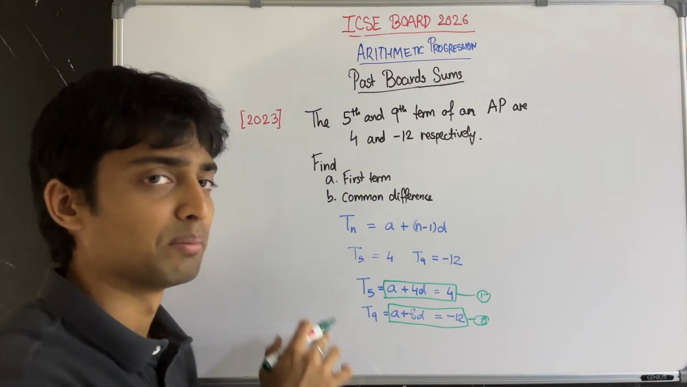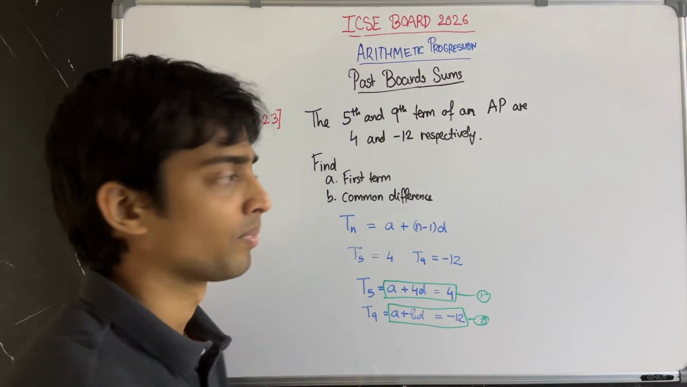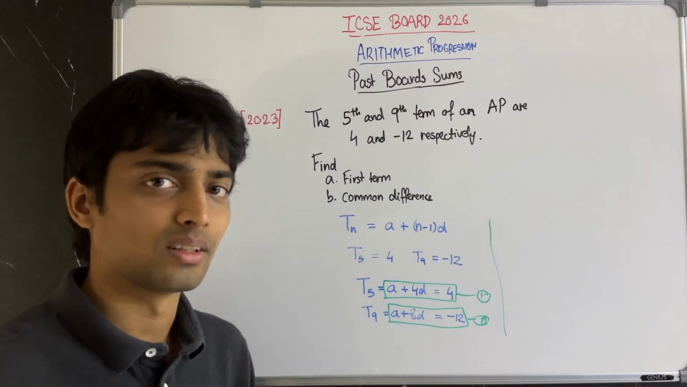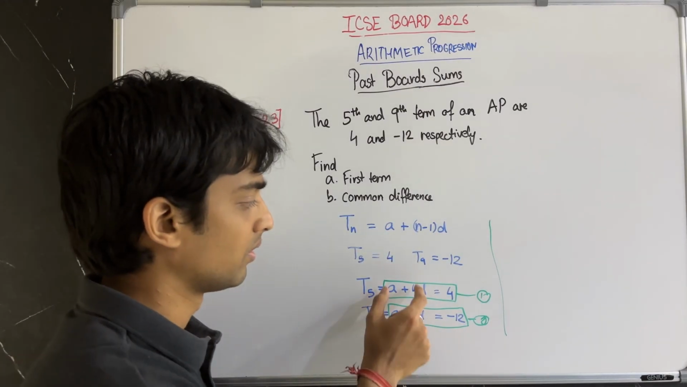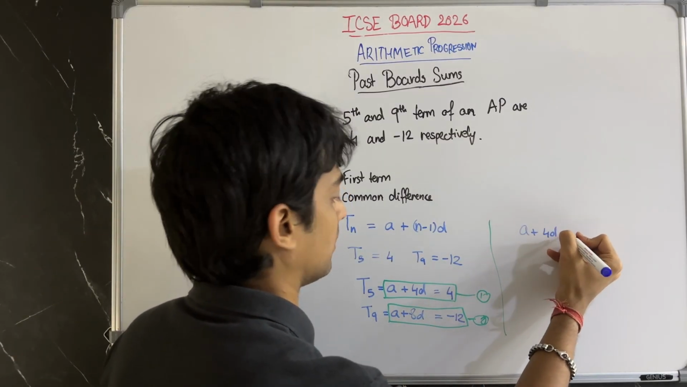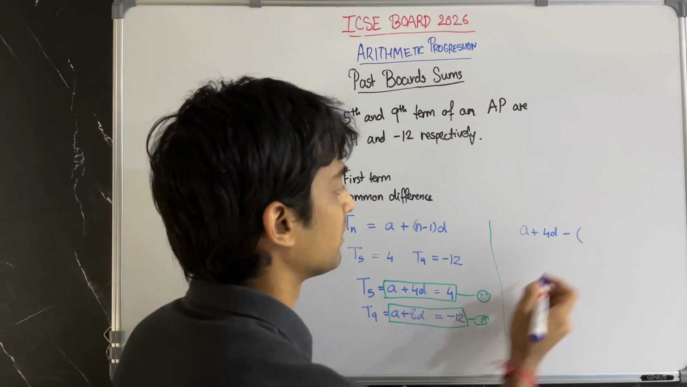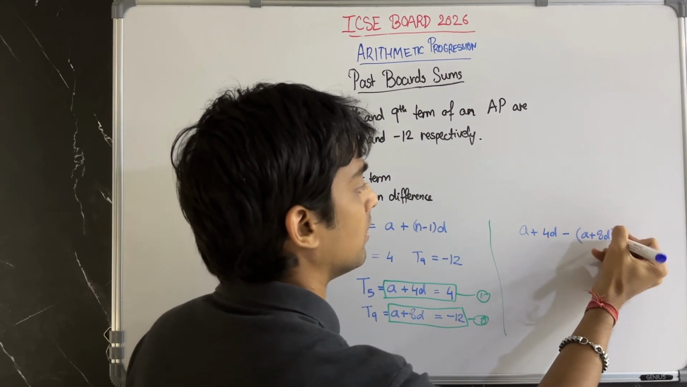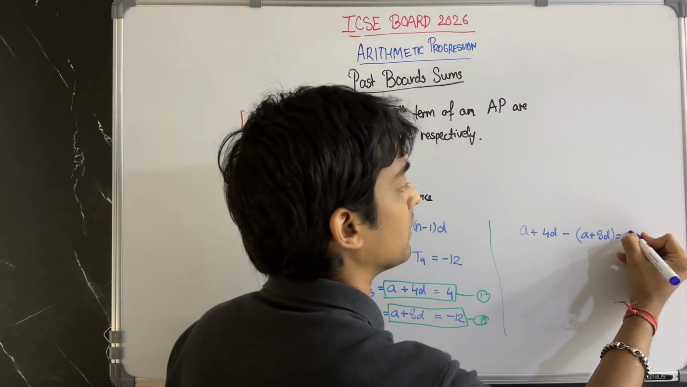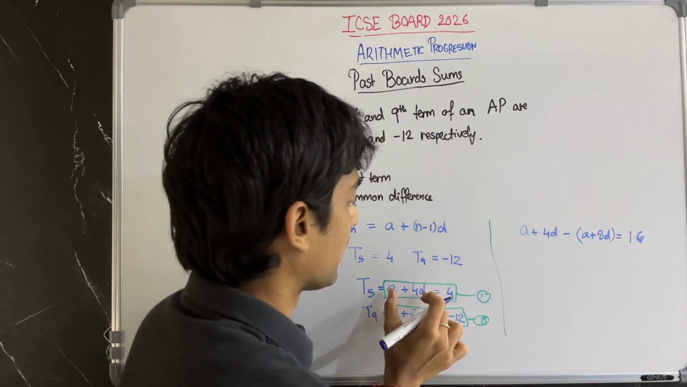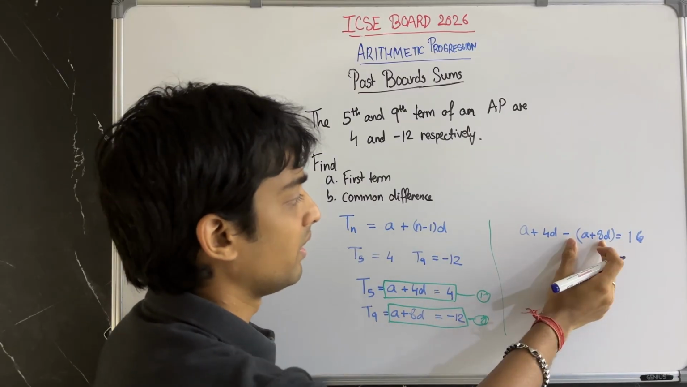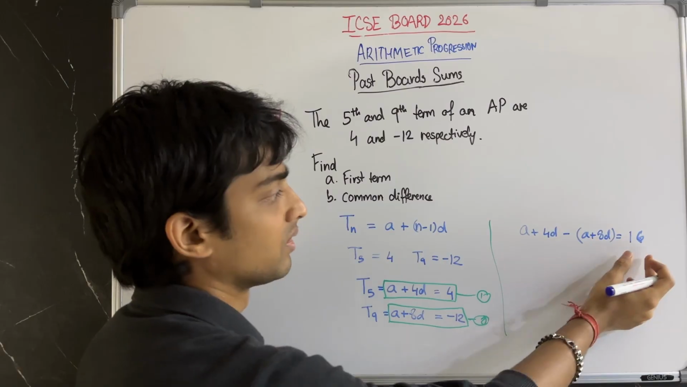So we can solve this simultaneously to find the a and d values, because there are two unknowns and we have two equations. So let's solve that. Let's subtract both the equations. So LHS we'll subtract. So we'll get (a plus 4d) minus (a plus 8d) equal to 4 minus (minus 12), which is 4 plus 12, which is 16. So we subtracted LHS minus LHS equal to RHS minus RHS.